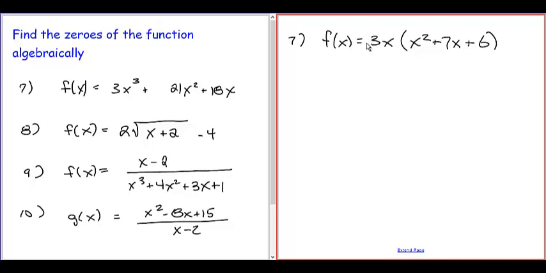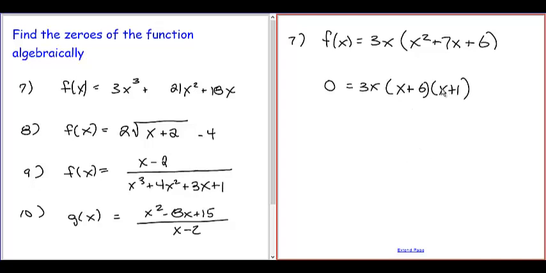Now it turns out this multiplier 3 doesn't affect the zeros at all. It just affects the magnitude of the values other than 0. Now if we factor out this common factor x, we may be able to continue factoring it. So now I'm going to set it equal to 0. And you can factor that. What two numbers multiplied together equals 6? Well, there's two choices, 6 times 1 or 3 times 2. Which two add up to 7? 6 and 1. And because it's positive 7 and positive 6, they're both going to be positive. So it'll be x plus 6, x plus 1.